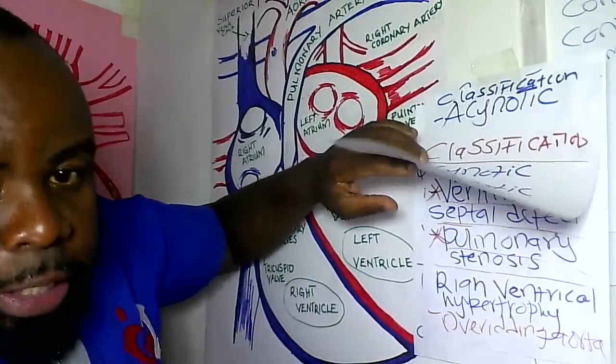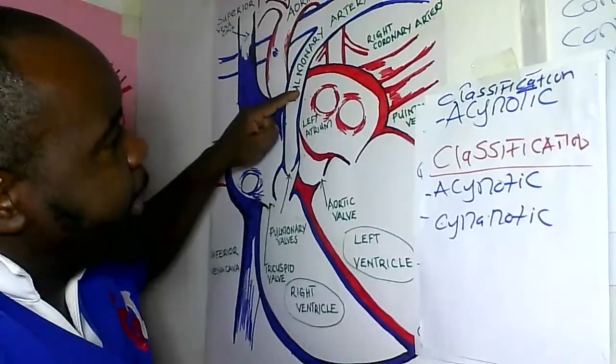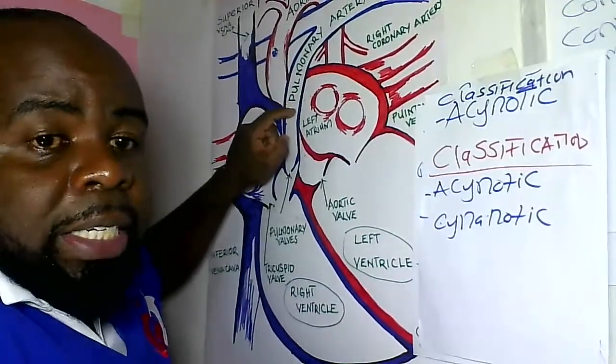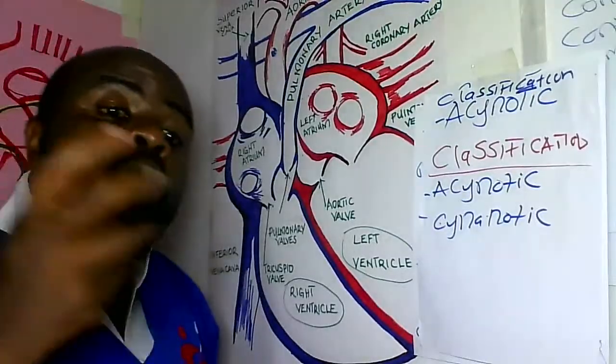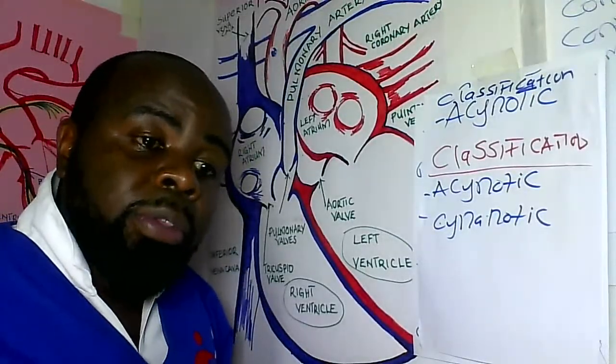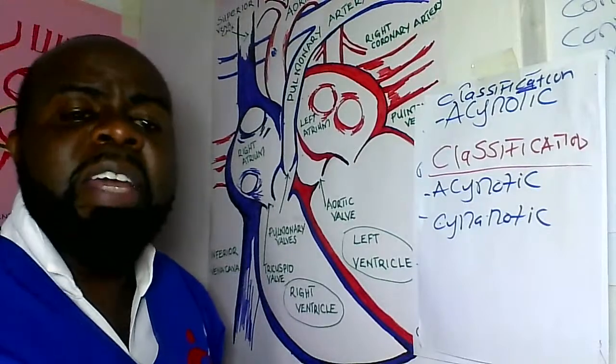Pulmonary stenosis. It has pulmonary stenosis. This one, the pulmonary artery that takes the blood to the lungs, is constricted. It is small, so the blood that goes to your lungs is very minimal.